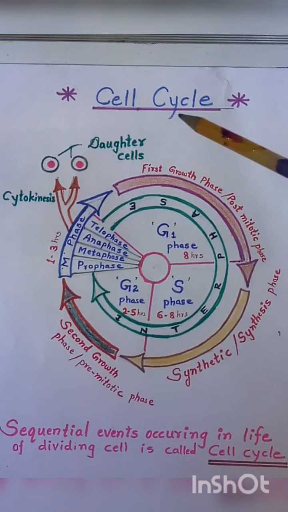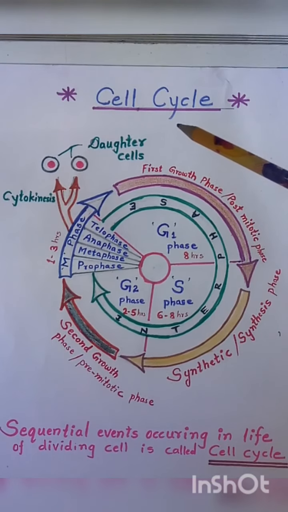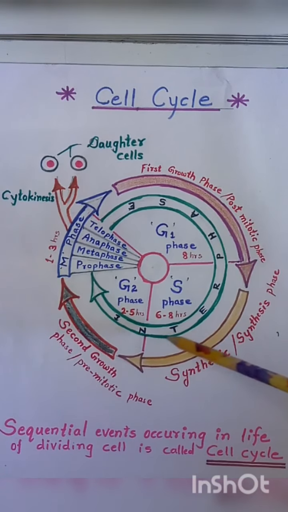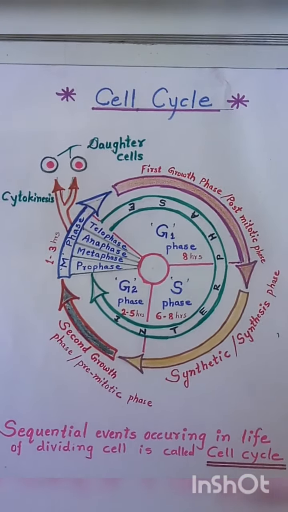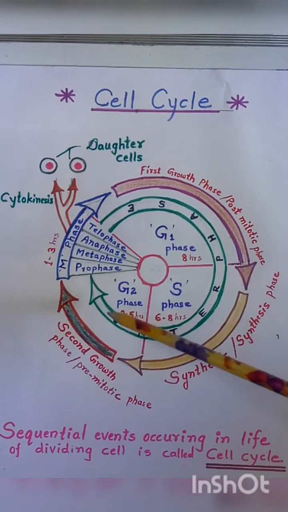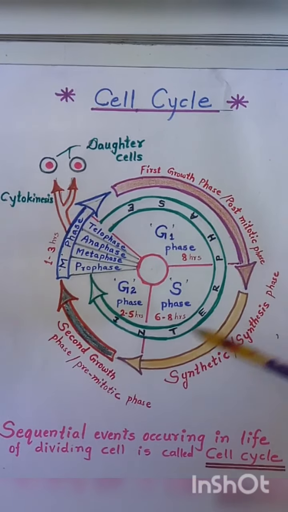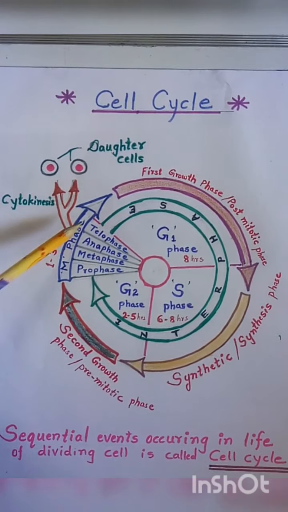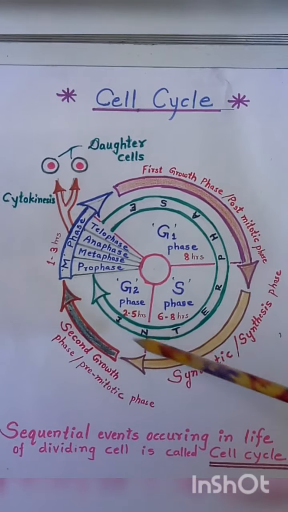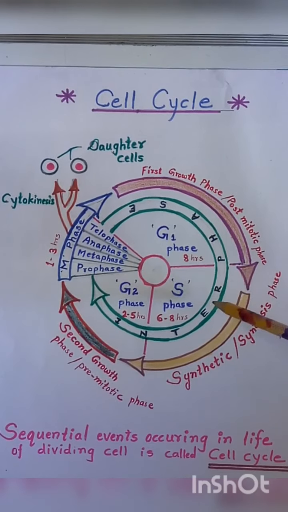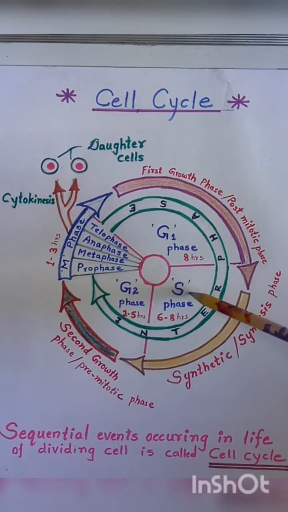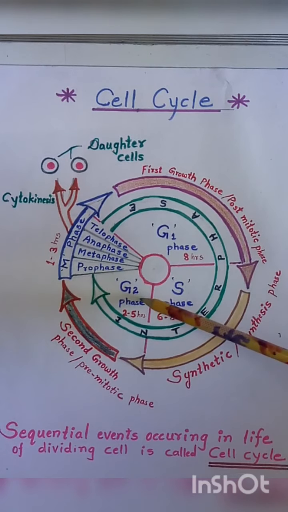It shows that the cell cycle is mainly divided into two phases. The first phase is called interphase and the second phase is called M phase. This green color represents interphase, and this blue color represents M phase. Interphase is further divided into three substages, that is G1 phase, S phase and G2 phase.